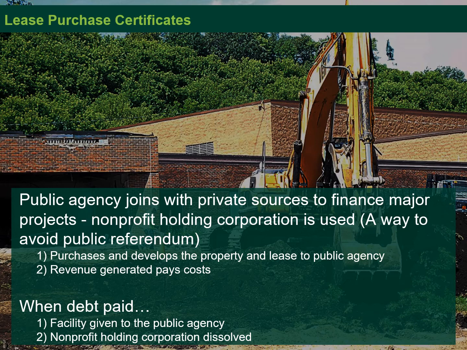So oftentimes you'll see that the public agency is going to lease to the nonprofit, or the nonprofit is going to lease to the public agency. And whatever revenue is generated is used to pay the cost. When the debt is paid in full, usually the facility or the area is given to the public agency, and the nonprofit, if it's formed, is usually dissolved. Again, the popular term right now is the P3, public-private partnership.